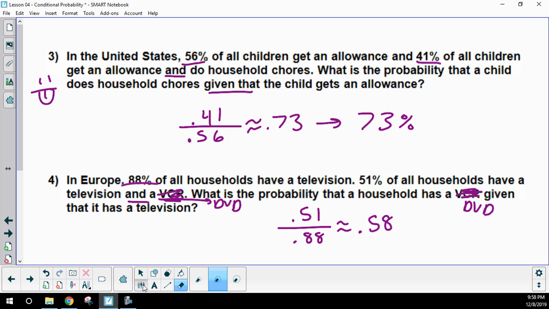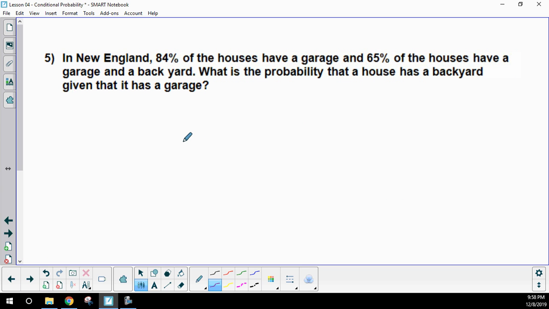I think we got one more. In New England, 84% of houses have a garage. And 65% of houses have a garage and a backyard. I remember having a backyard. What is the probability that the house has a backyard given that they have a garage? So 0.65 over 0.84, using my calculator, and we get 0.77. Again, as a percent, 77%.